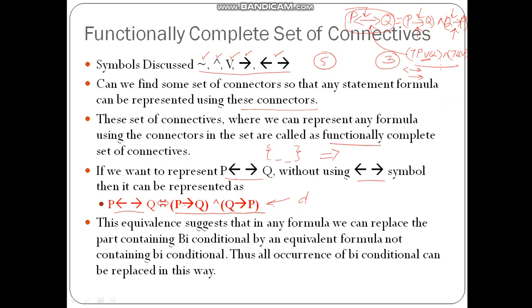This equivalence suggests that in any formula we can replace the part containing the biconditional by an equivalent formula not containing the biconditional. Thus, all the occurrences of the biconditional can be replaced in this way. That is, if anywhere a biconditional is there, you can replace it. For example, every occurrence of the formula X biconditional Y can be replaced as X conditional Y and Y conditional X.